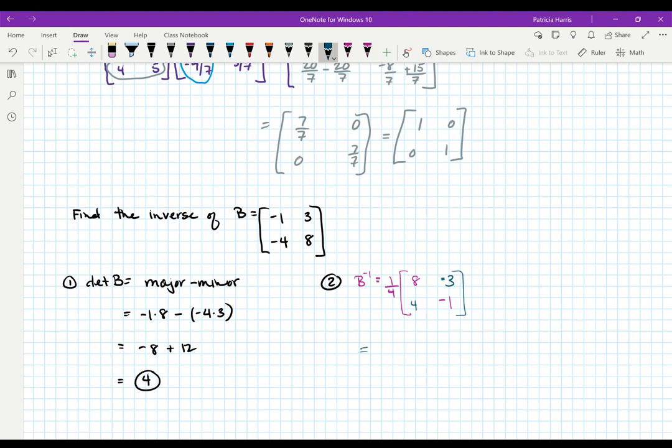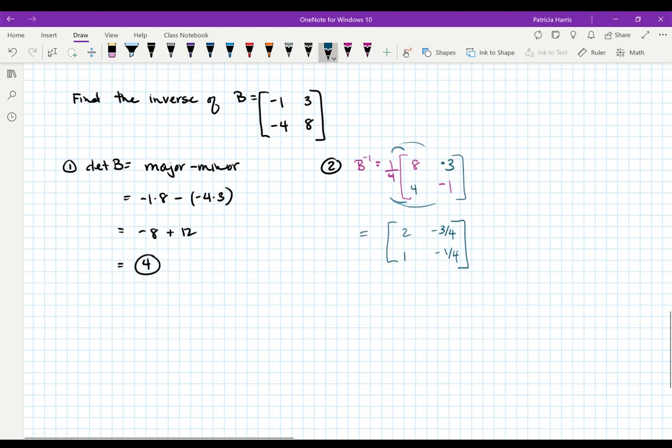Now we're going to do our scalar multiplication. 1/4 times 8 is 2. Remember, you're distributing everything in the matrix by the scalar. Then negative 3/4. Then 4 times 1/4 is 1. And then negative 1 times 1/4 is negative 1/4. Okay, and that's how you find the inverse of a 2 by 2. So now we're going to show that it's true.